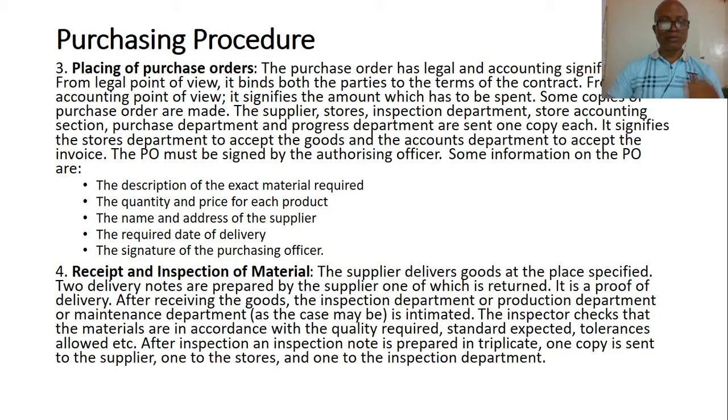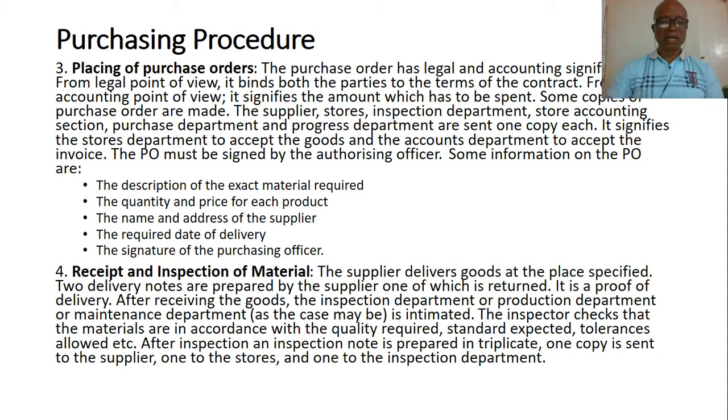So a PO is raised at the end of the day, having agreed on the quantity, the type, the quality, and the person to supply. So an order is placed with the supplier, and in the PO, the description of the exact material will be given. The quantity and the price for each product will also be stated there. The name and the address of the supplier will also be stated, and then the required date of delivery will also be detailed in the order, and then the signature of the officer placing the order. Okay, it's also very important.